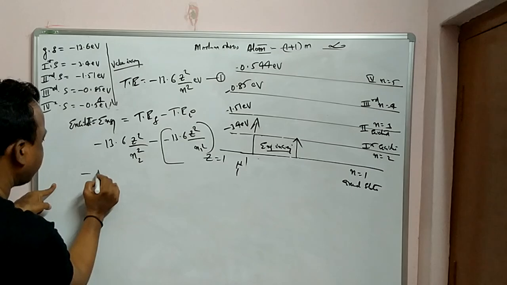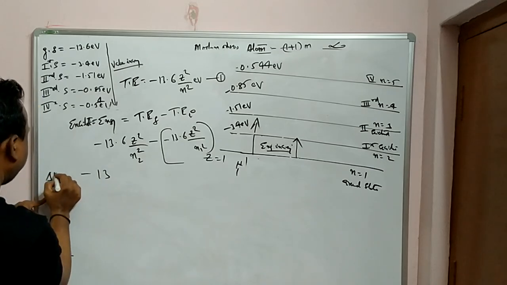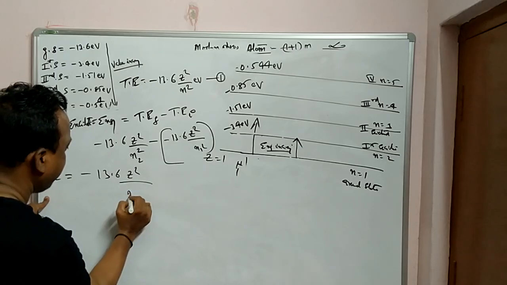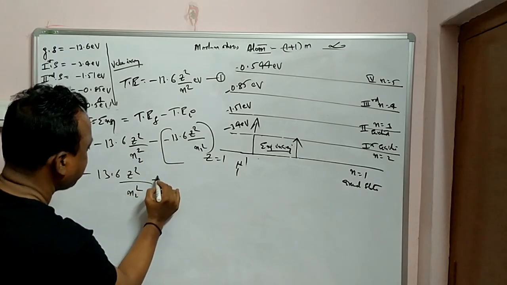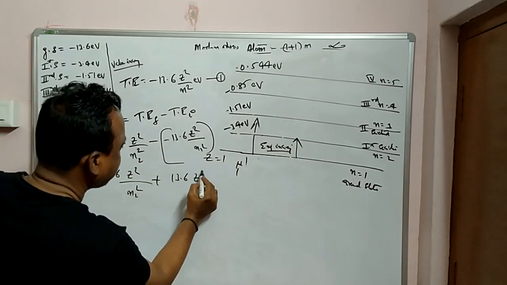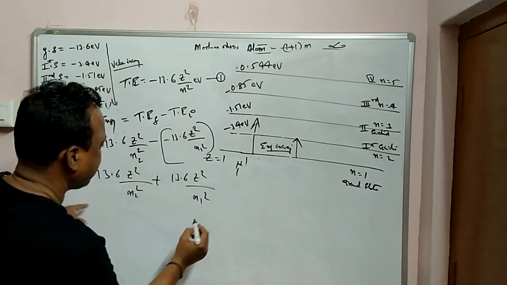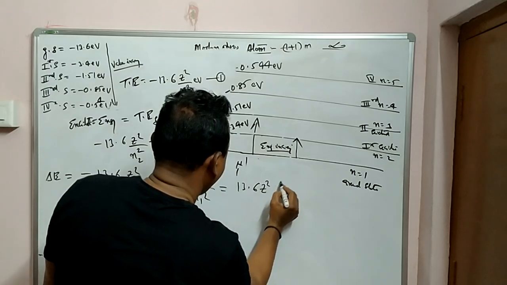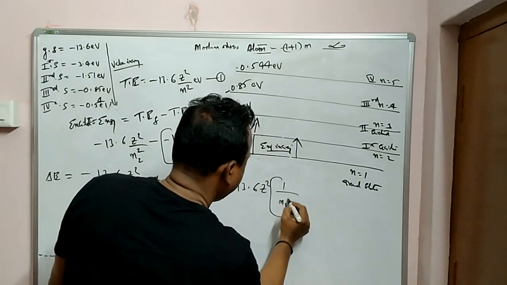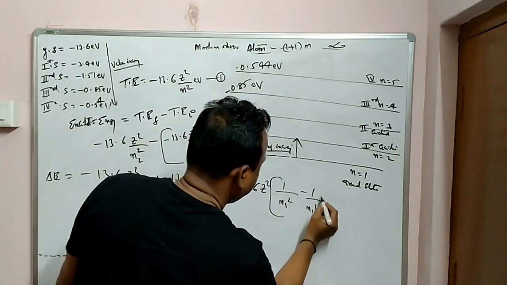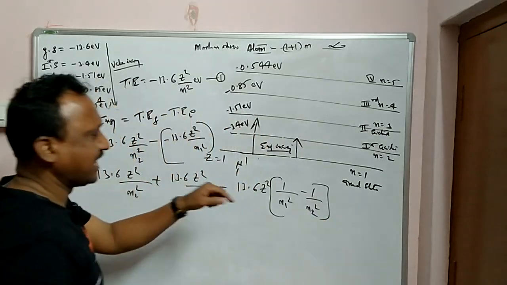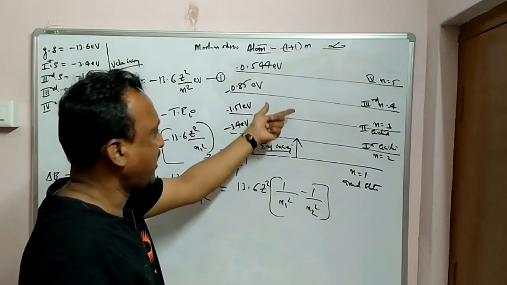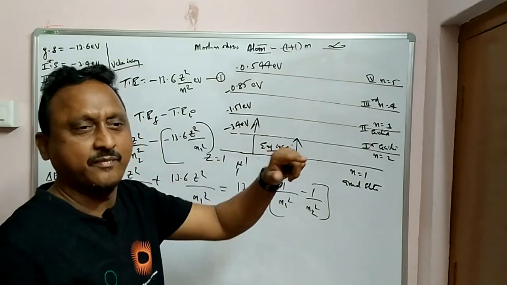Now see what happens. Energy delta, excitation energy delta is equal to minus 13.6 Z square by N2 square, minus into minus, plus 13.6 Z square by N1 square. Now from this I will take common 13.6 and Z square common, inside 1 by N1 square minus 1 by N2 square. So this is the standard formula for delta E, that is change in energy from lower to higher. That is final minus initial.